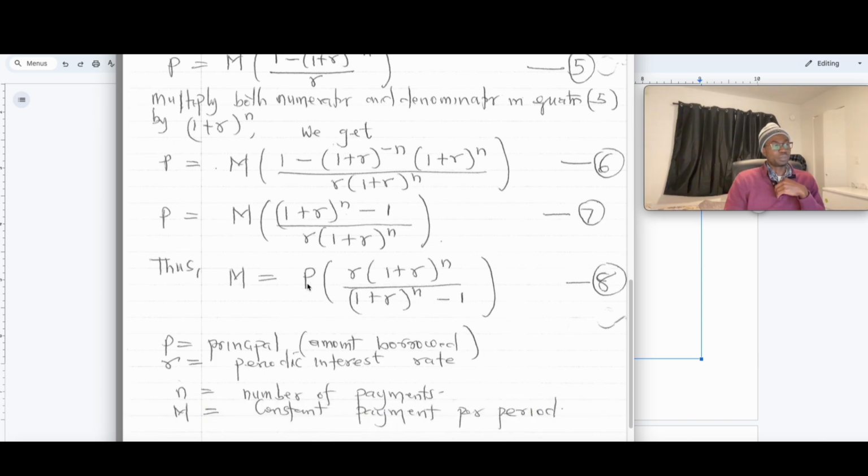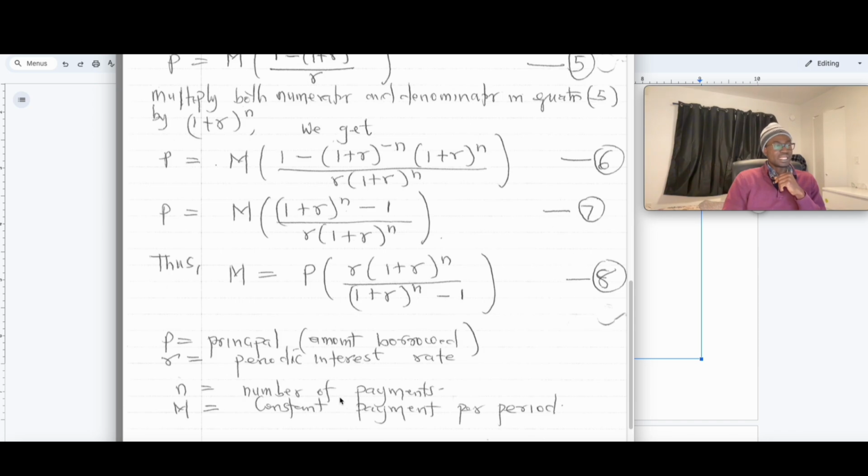So P here is the principal amount you borrow. The r is the periodic interest rate, in this case the annual rate divided by 12. If you are given 5%, it shall be 0.05, divided by 12. So that will give you the monthly rate. And then n is the number of payments in months in this case. So if you're going to pay for a period of 5 years, that will be 5 times 12, that will be 60 months. And then M is the constant payment per period. That is the amount you are going to be paying the lender every month. So this is the formula.